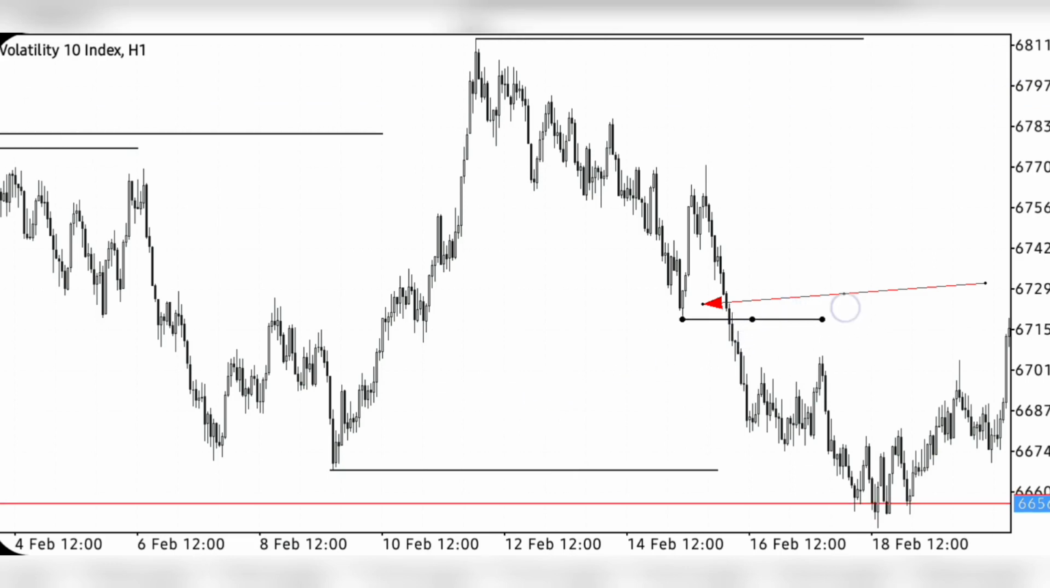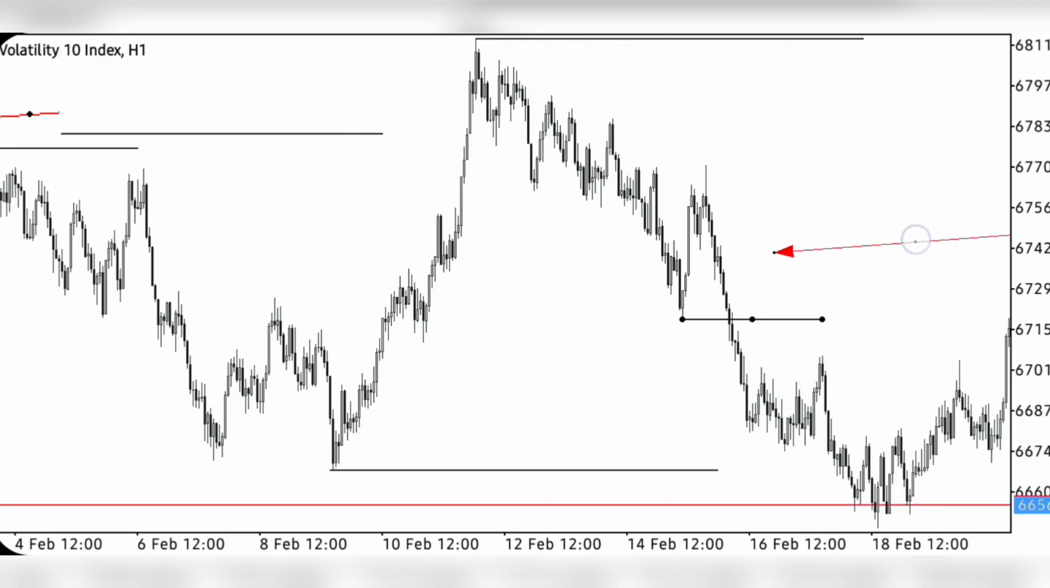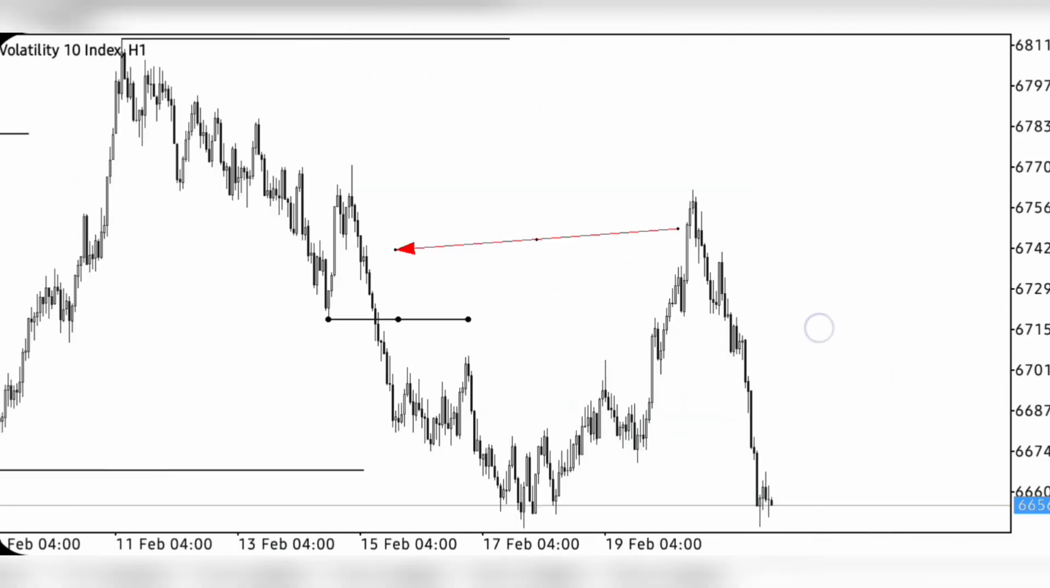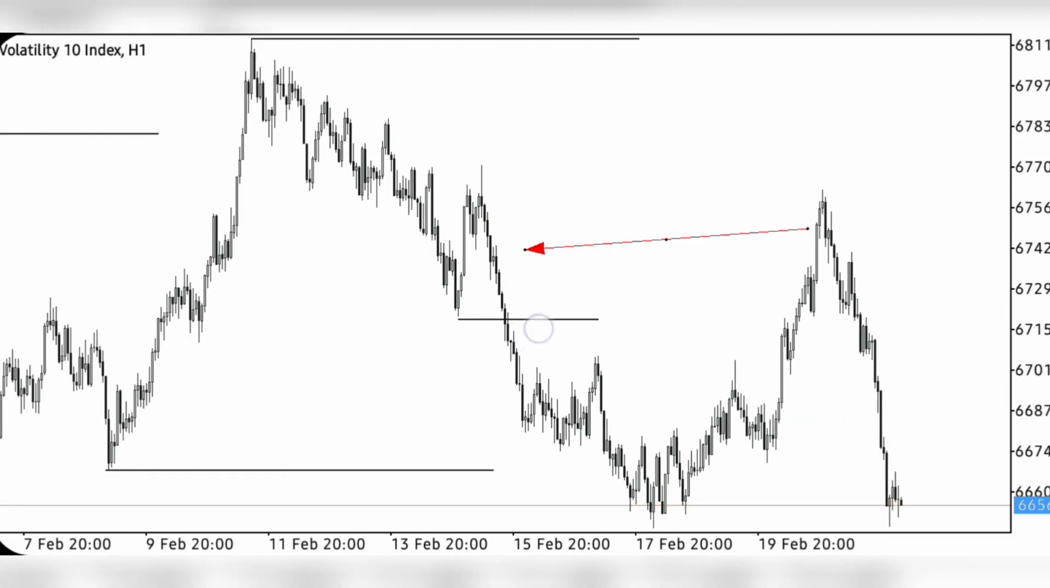This is the last internal break of structure. Why? Because the market gave a liquidity void over here. So any break of structure, we will have to come back into this area. It is an intent. So let's check that. This is our last internal break of structure.